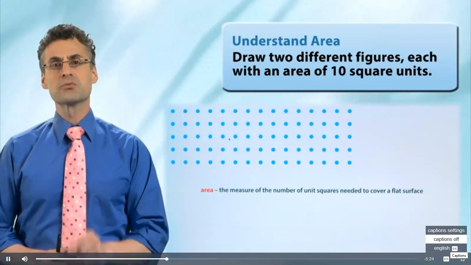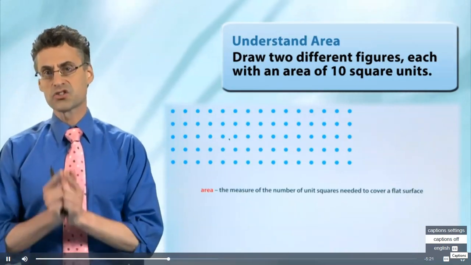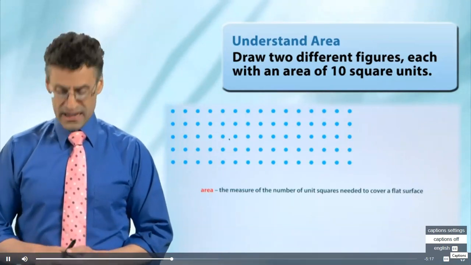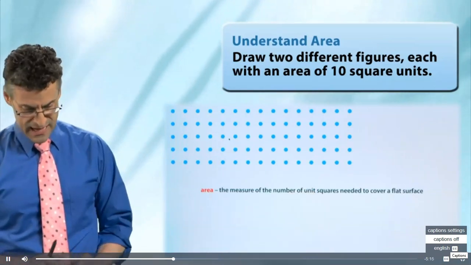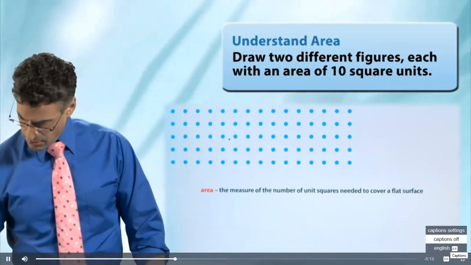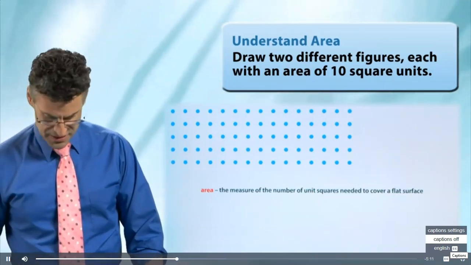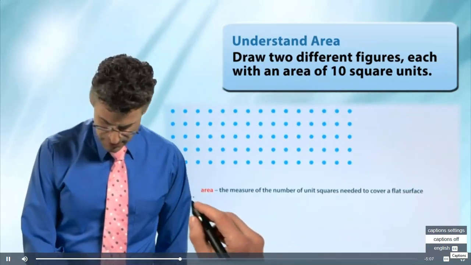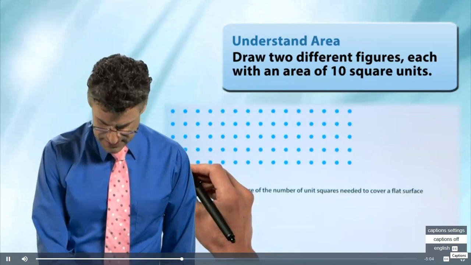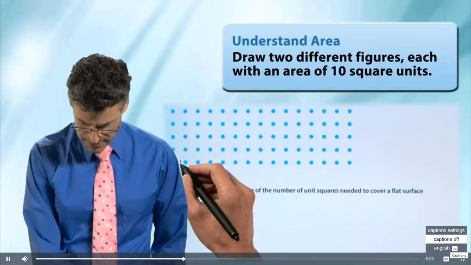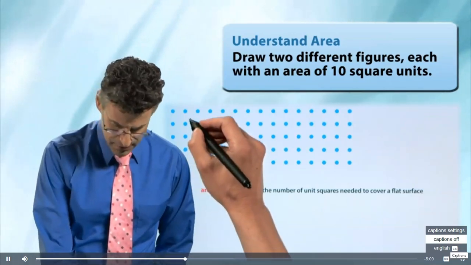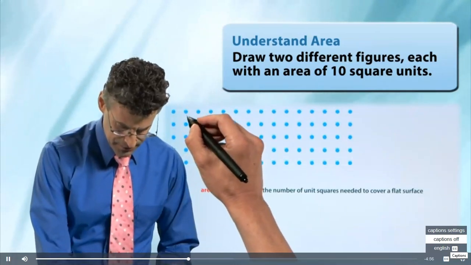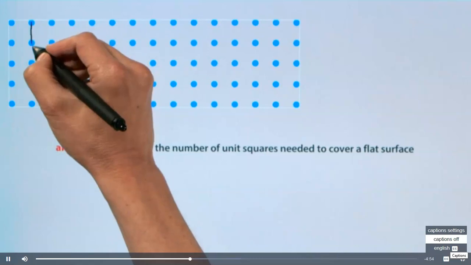Let's see if we can draw 2 different figures, each with an area of 10 square units. So all I gotta do is draw a picture, and I have to make sure that it's covered by 10 square units. And there are lots of answers, by the way. There's not just one answer. There are lots of answers. I'll just draw you one. So one answer would look like this. Let's see if I can do this right now live. Here we go. So what if I draw this?